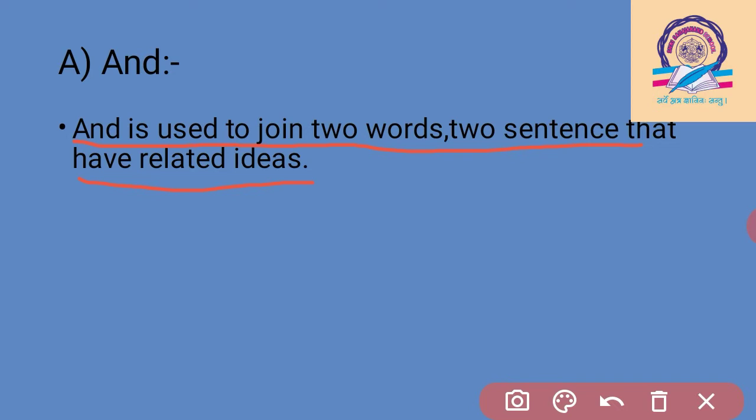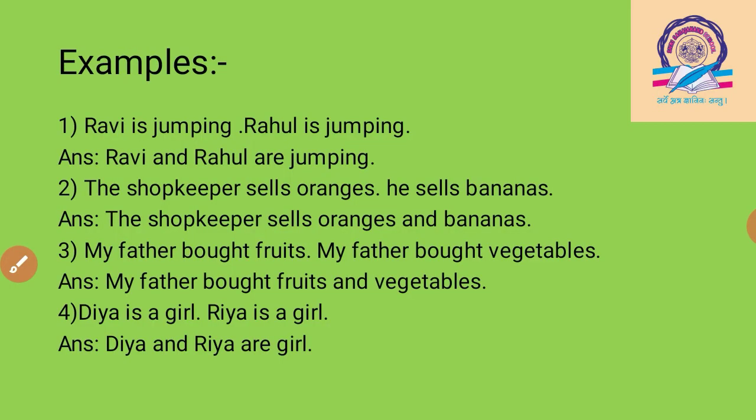It means the sentences are the same, or have related ideas. Same ideas are here. Then we can use and here. Then we see here the examples.